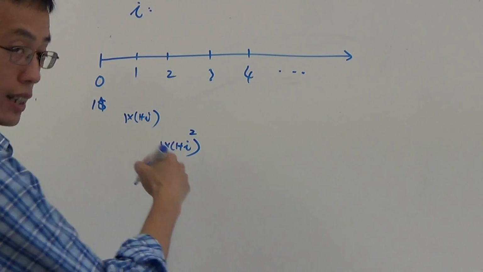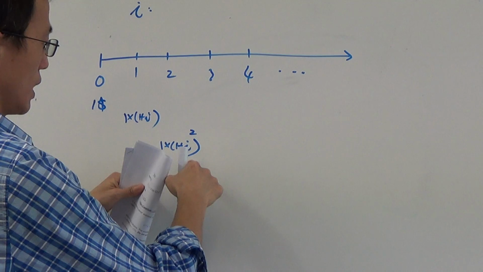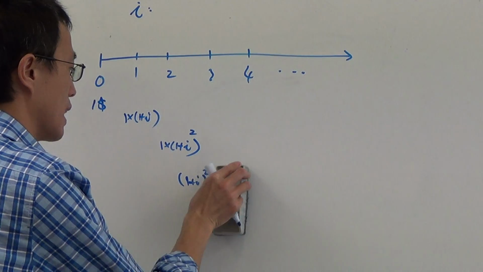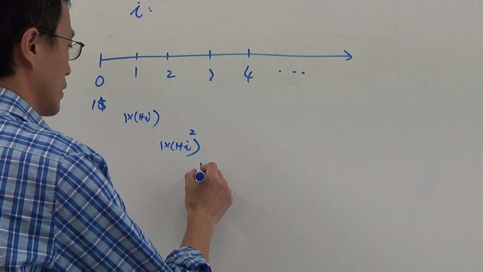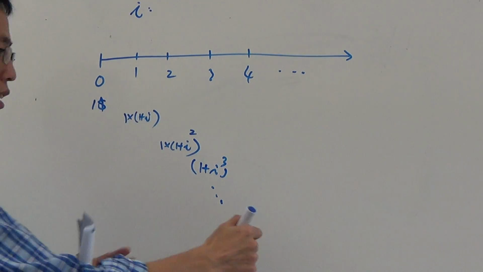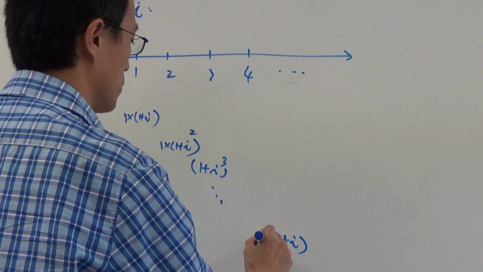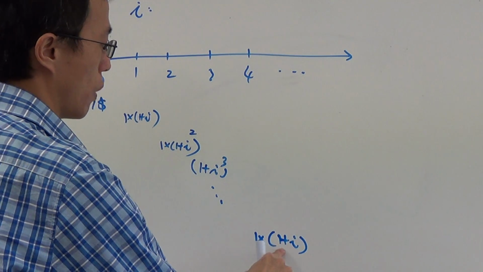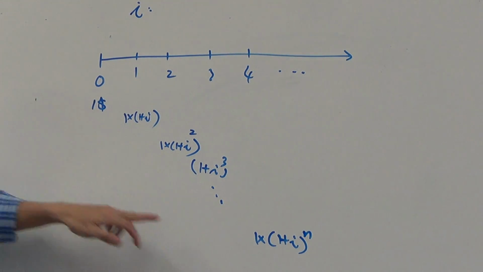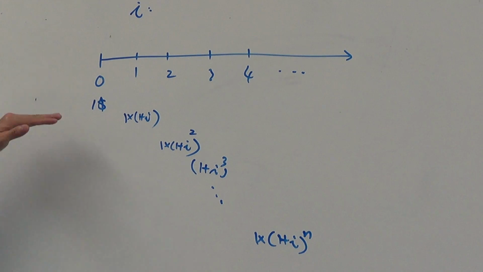In year 3, another year, it's 1 plus i to the power 2, the previous year's dollar, multiplied by 1 plus i, which is 1 plus i to the power 3. So on and so forth. Clearly, you observe a pattern now. In year n, you should get 1 plus i to the power n. So if you invest $1 today, in n years' time you get this many dollars back. This investment process we call compounding.